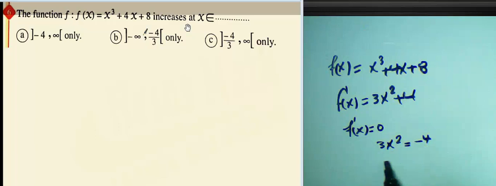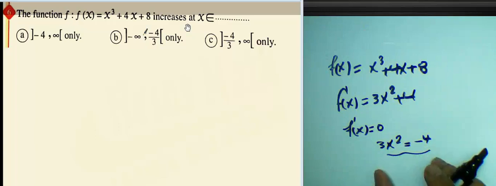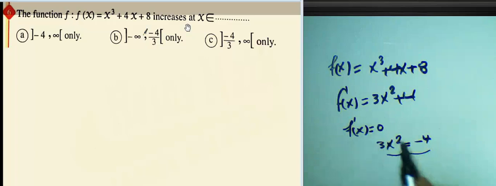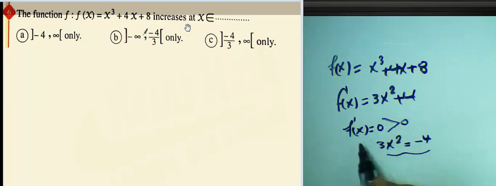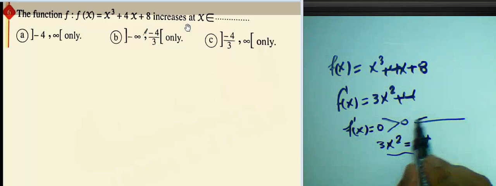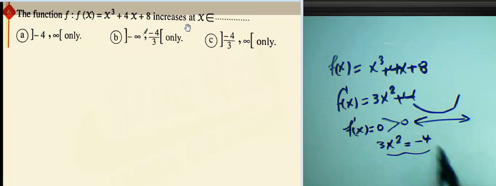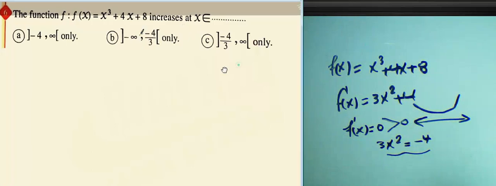We can divide it, but it's impossible to find a result here, so its result will be positive all the time. So increasing means it will be greater than 0. Then f dash, it means if we draw a straight line here, it will be drawing up, so it will be increasing at x belonging to R.